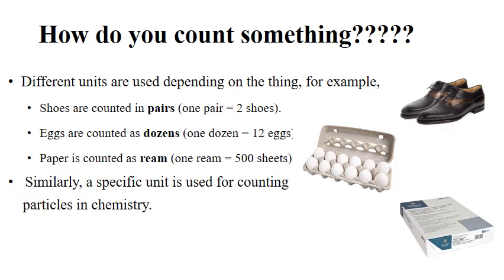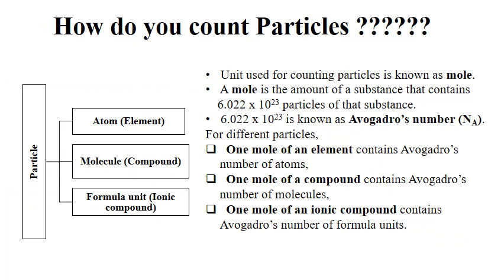Now we can see whatever we are counting, we use an appropriate unit to count that thing. Similarly, when you are counting particles in chemistry, we need a proper unit, and the unit for that is mole. Before talking about mole, you should know what kind of particle you are dealing with. That depends on what kind of substance it is. If you are talking about an element, it is made up of atoms, so here your particle is an atom. If you are talking about a compound, the particle it is made up of is a molecule. Or if you're talking about an ionic compound, the particle it is made up of is a formula unit.